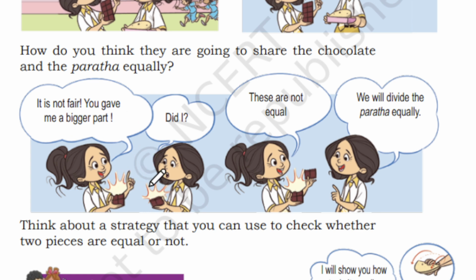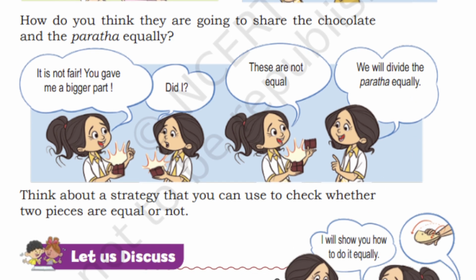First, this girl gave a piece of chocolate to her, but she is telling, "It is not fair. You have given me a bigger part." This is the piece of chocolate she is holding, but if you see the size, it is bigger than the size she is holding. She is replying, "Did I give a bigger part?" Then she is telling, "These are not equal. We will divide the paratha equally."